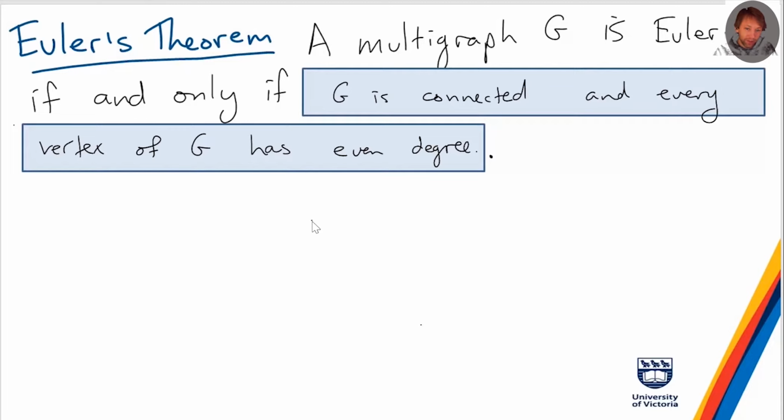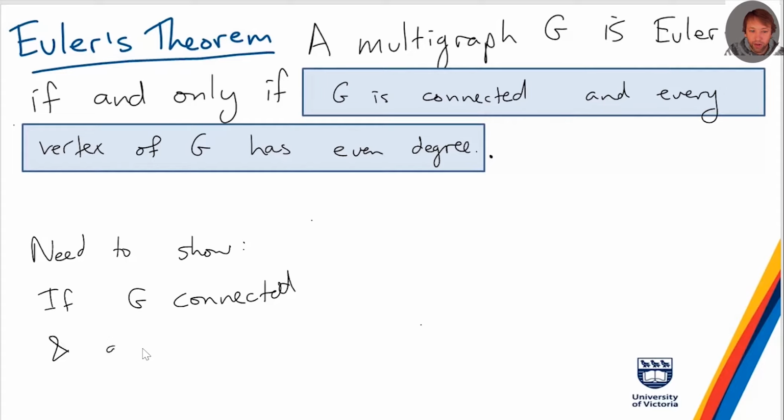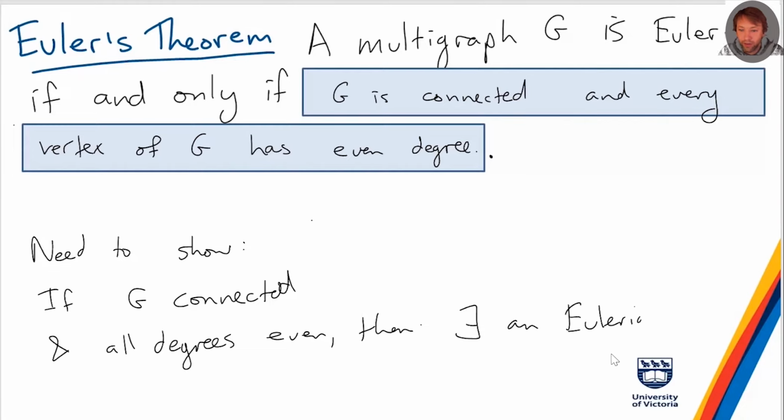Okay, so what we need to show is that if G is connected and all degrees are even, then there exists an Eulerian circuit. Just to be clear, we've already proven one direction, and this is the direction we still need to prove.